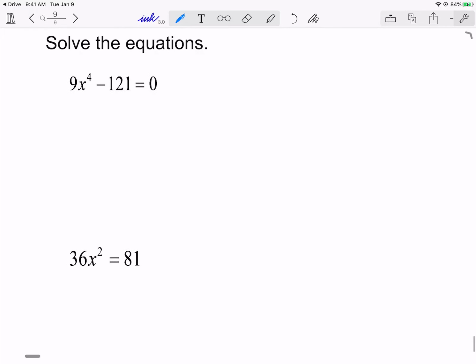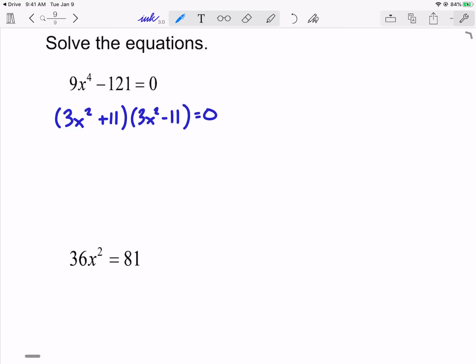We've got no middle term, if you will. We just have an x to the fourth, which is really x squared squared. And we notice that these coefficients, 9 and 121, are all perfect squares. So this one is a difference of squares. It's going to factor into 3x squared plus 11 and 3x squared minus 11. And I'll show you how to do this one a different way too, if you're interested.